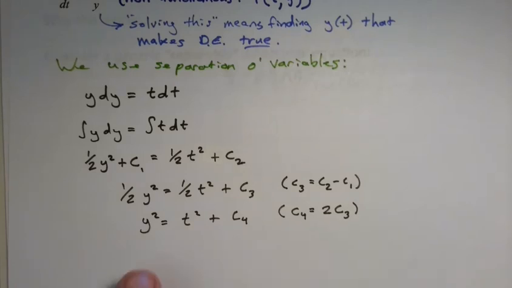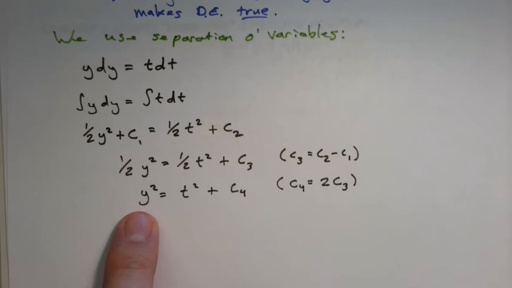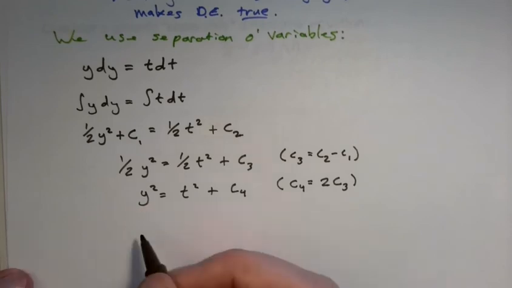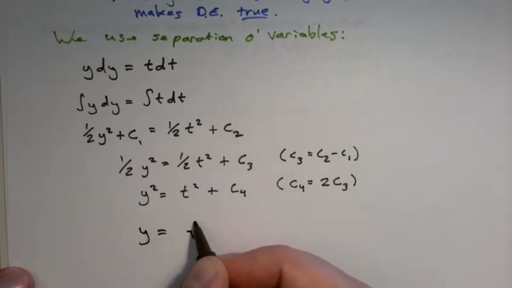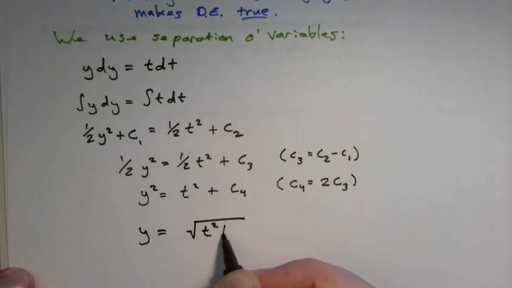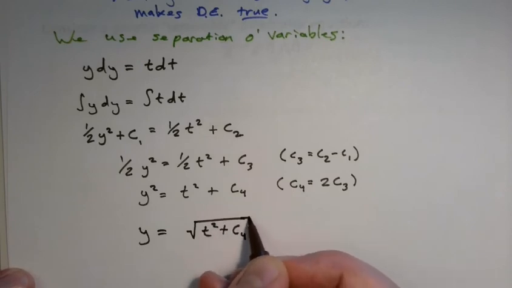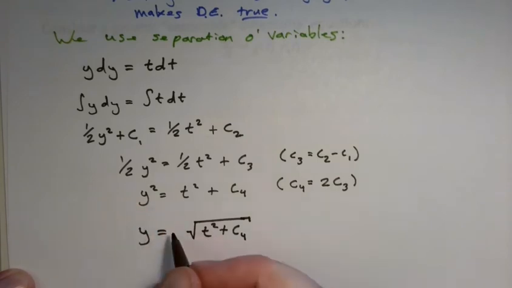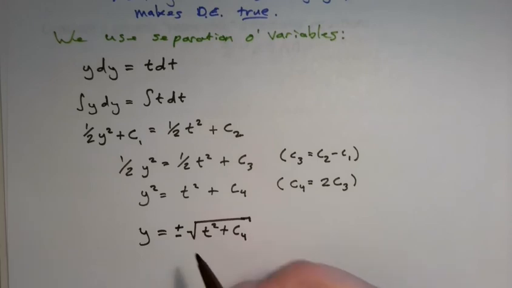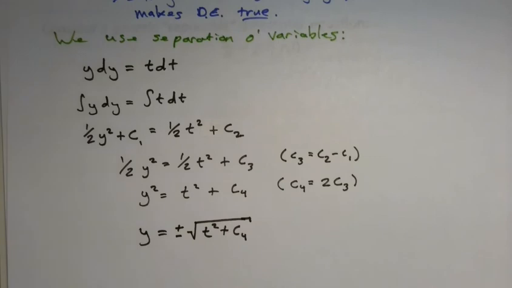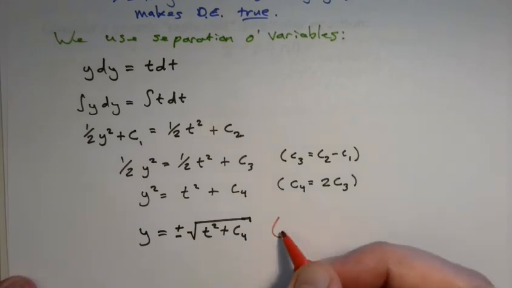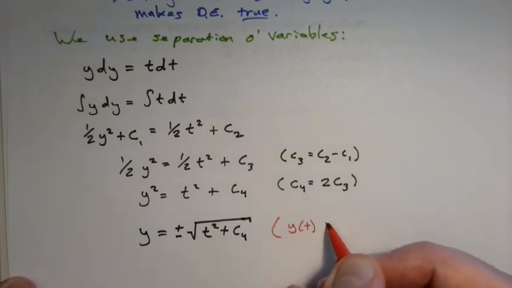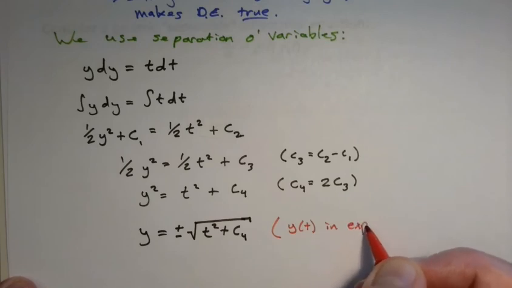And then, of course, if you're looking at this, you might recognize it and say, oh, well, I'll just take the square root of both sides. And I get y equals the square root of t squared plus some constant c4. Now, of course, we have to be careful because if I take the square root of both sides, there's actually two values that make this true. One of them is the positive root, but the other one is the negative root. And so this becomes a bit of a pickle for us because this is technically y of t in explicit form.